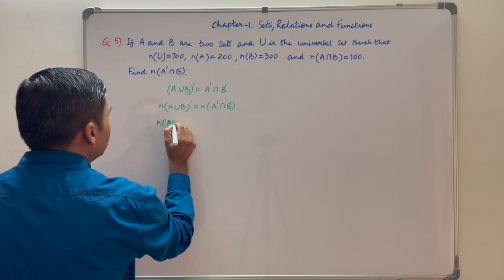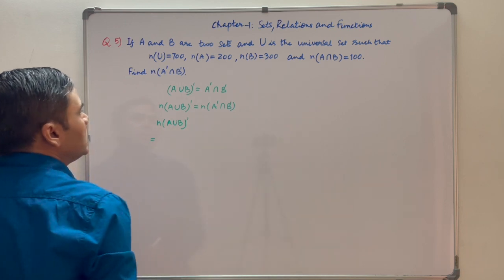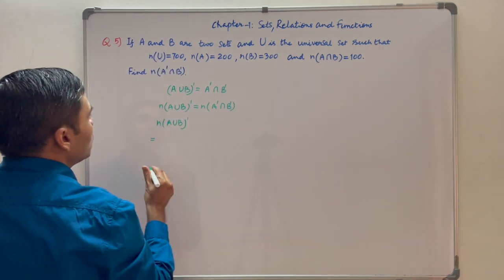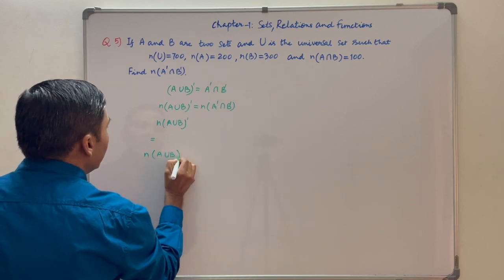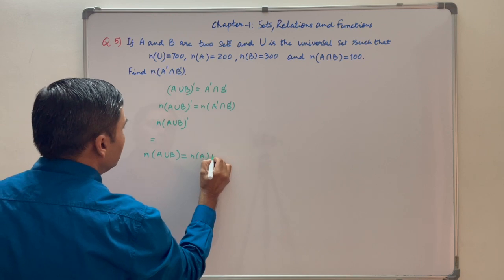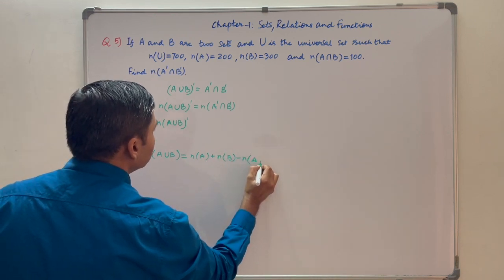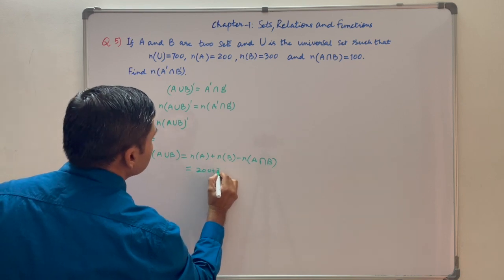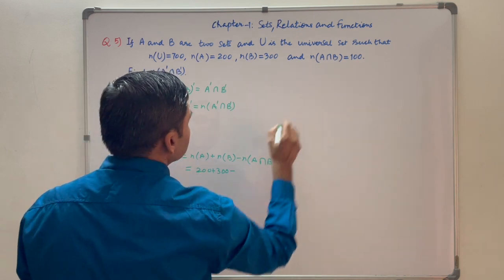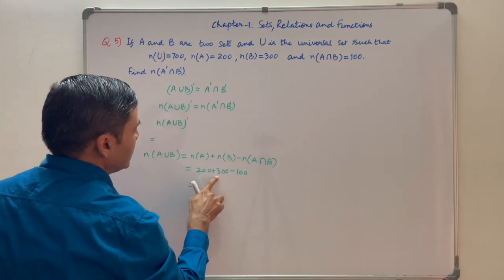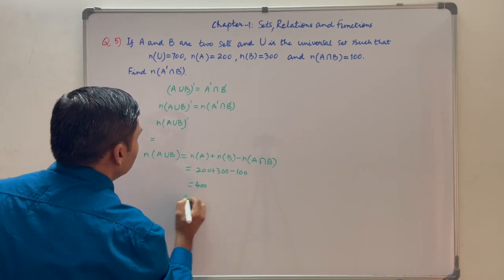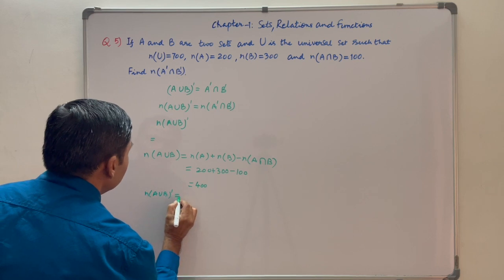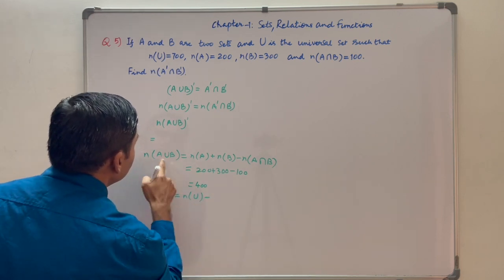So n((A union B) complement) will be equal to, now n(U) is 700, n(A) is this, n(B) is this and A intersection B. So first we will figure out what is n(A union B). We know that n(A union B) is equal to n(A) plus n(B) minus n(A intersection B). That will be equal to n(A), given as 200, plus n(B), given as 300, minus n(A intersection B), given as 100. So it will be equal to 200 plus 300, 500, minus 100, 400. So the complement of A union B, A union B dash, will be n(U) minus n(A union B).